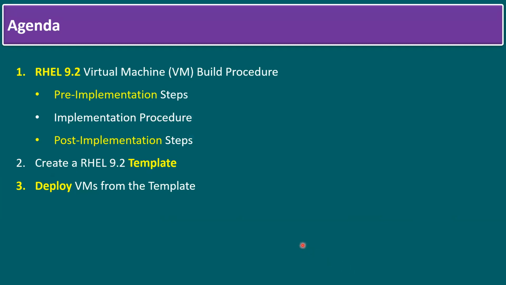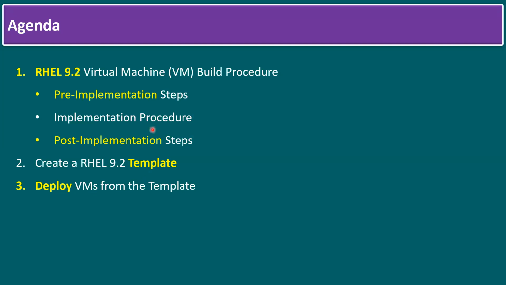Here is the quick agenda. RHEL 9.2 virtual machine build procedure. Before we prepare this RHEL 9.2 virtual machine, first of all, we should understand what are all the pre-implementation steps and implementation procedure, post-implementation steps. And the second key point is create a RHEL 9.2 template. And finally, we can deploy virtual machine from this template.